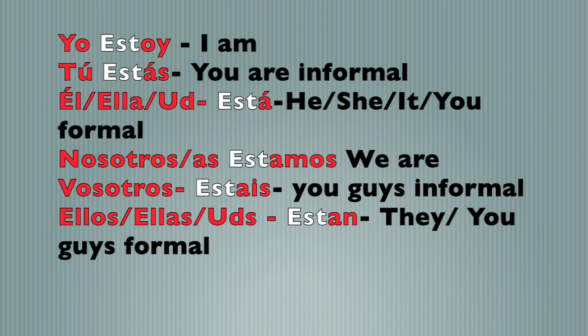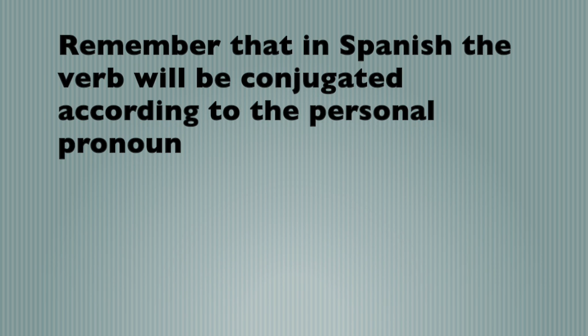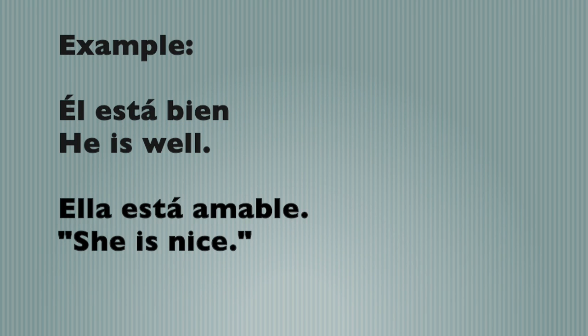Now notice that él, ella, and usted have the same conjugated endings. That's why if you're taking Spanish lessons or Spanish classes in school, in high school, you're going to see them grouped together, because they have the same endings, including ellos, ellas, y ustedes. Now remember that in Spanish, the verb will be conjugated according to the personal pronoun. Por ejemplo, if I wanted to say he is well, él está bien, or she is nice, ella está amable.